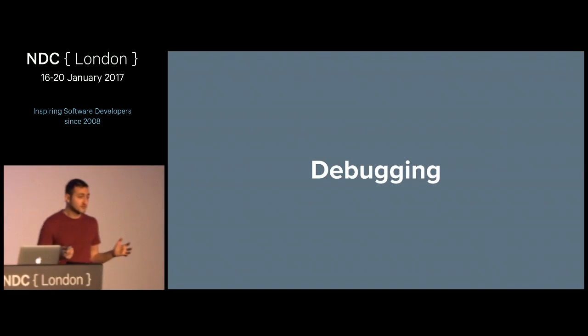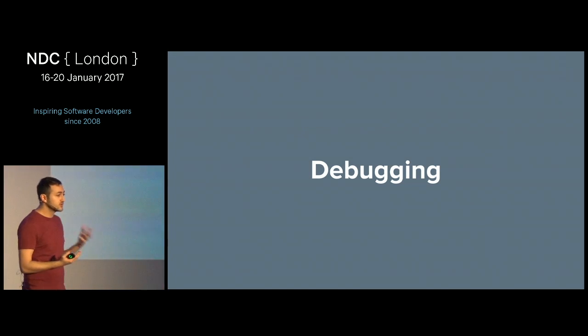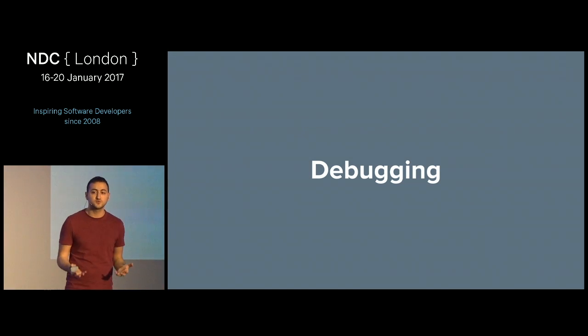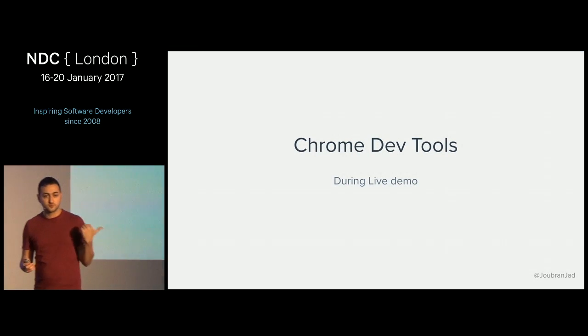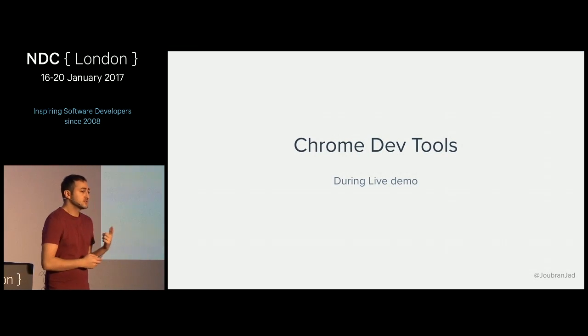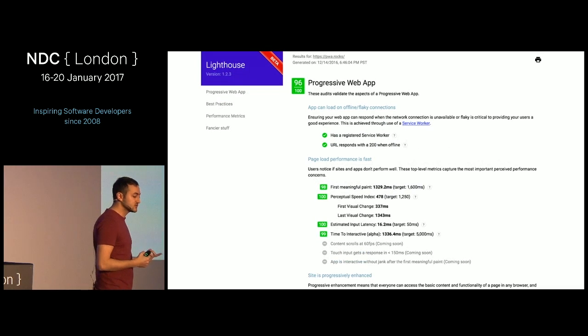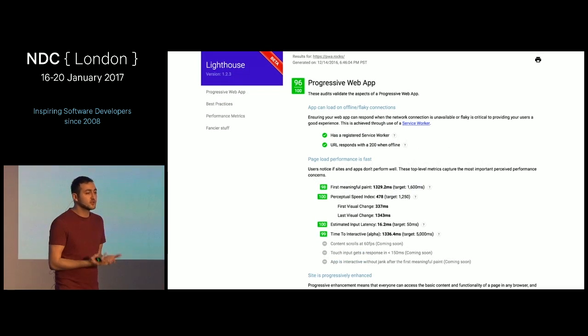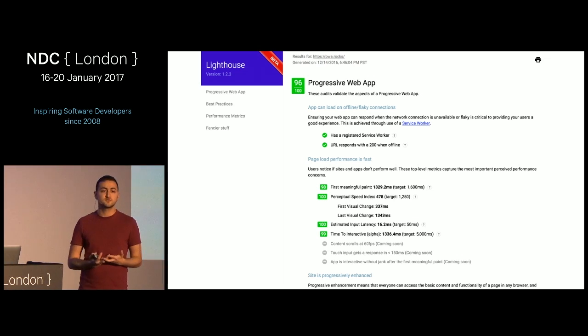And debugging is obviously very important. I always tell people, don't expect developers to build progressive web apps if they don't have the tools to debug. During the live code, I'm going to show you some awesome tools from Chrome. And there's also a Chrome plugin called Lighthouse. Lighthouse gives you performance metrics and best practices in order to build progressive web apps.